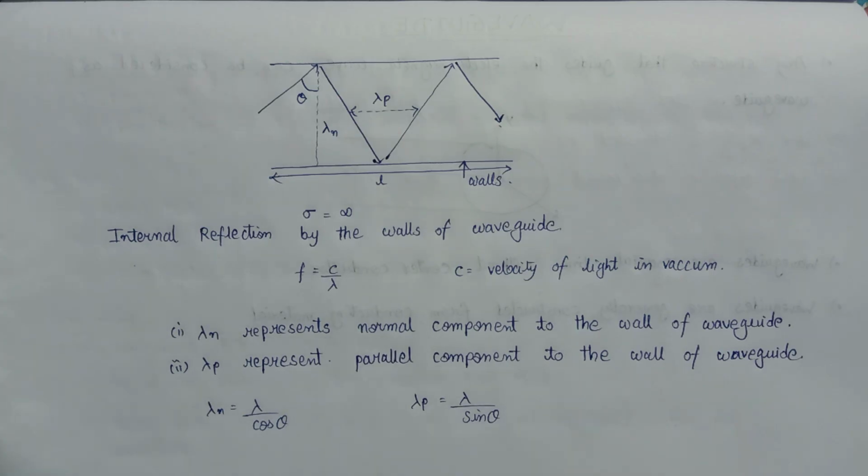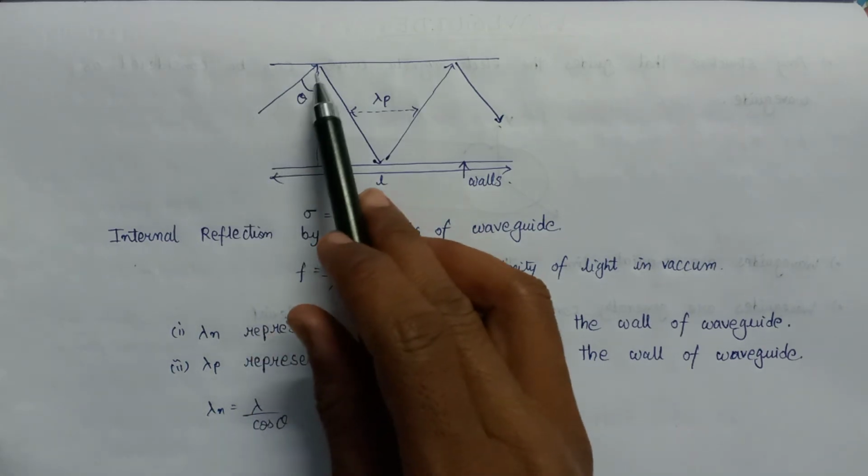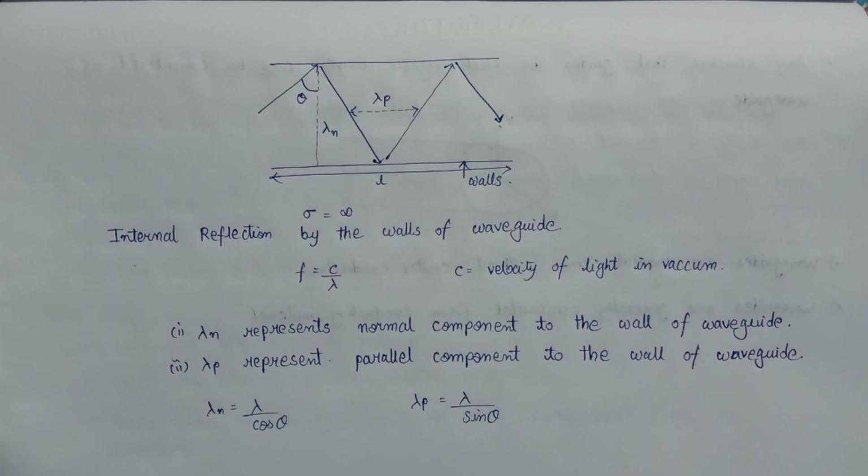So we can say that the wall of the waveguide will not allow the electromagnetic wave to go outside. That's why it is known as a waveguide. And theta is nothing but the angle of incidence of the electromagnetic wave inside the rectangular waveguide. So this is all about the basic introduction to rectangular waveguide.